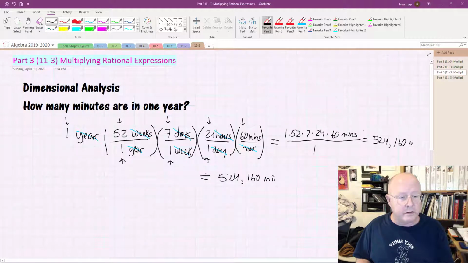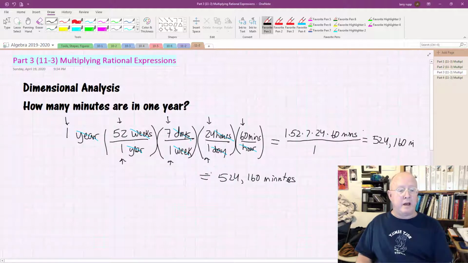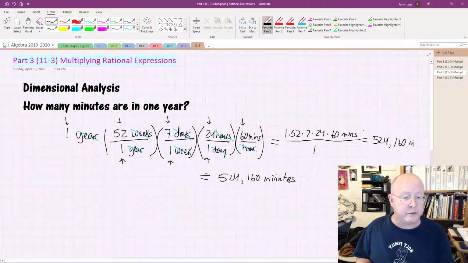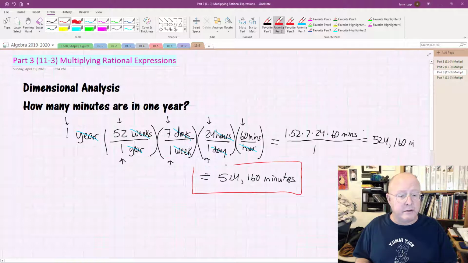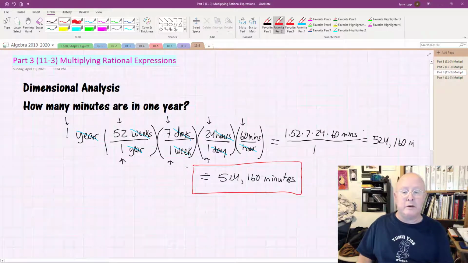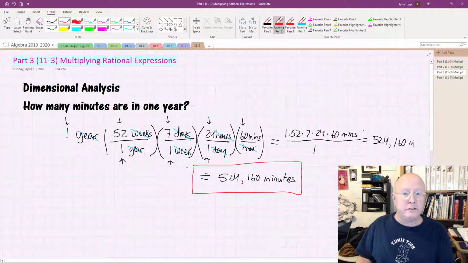524,160 minutes. Okay. There are 524,160 minutes in a year. That is dimensional analysis, okay? What you did was you converted from minutes to year, or from years to minutes.